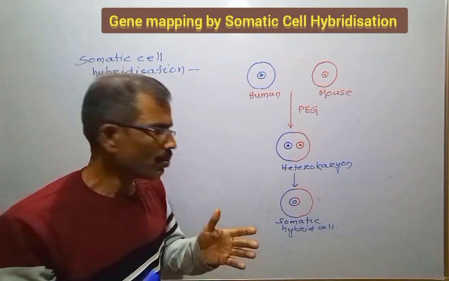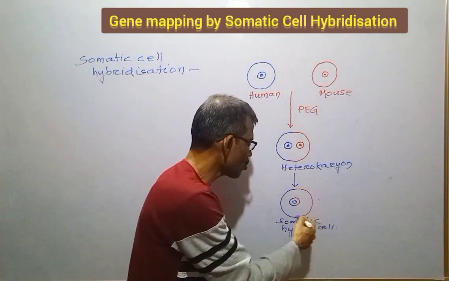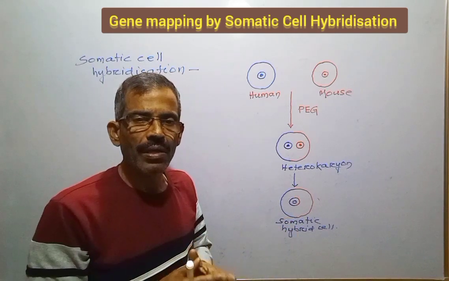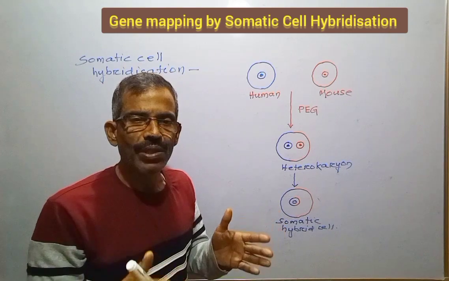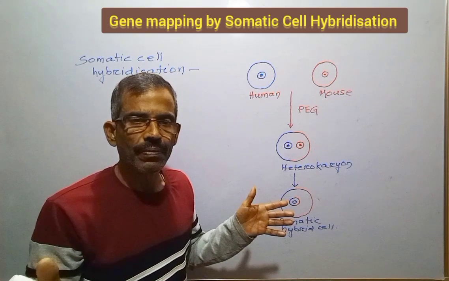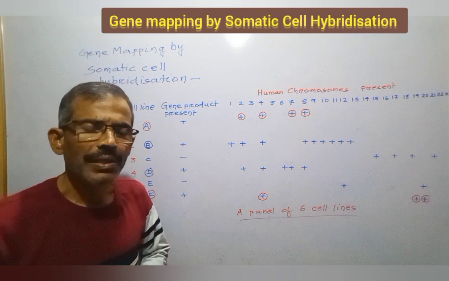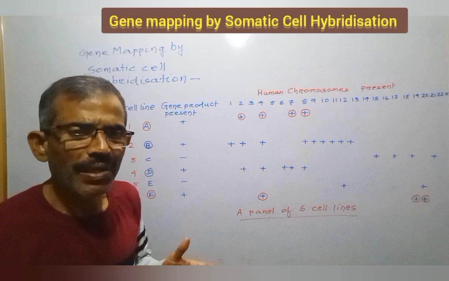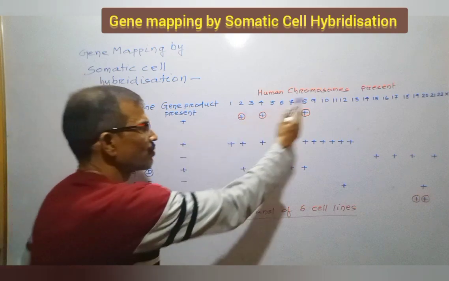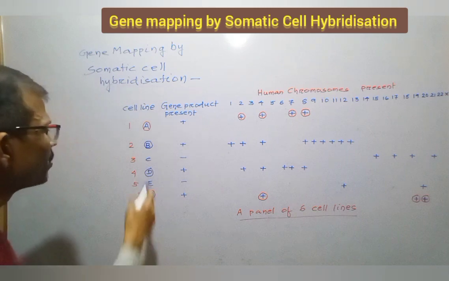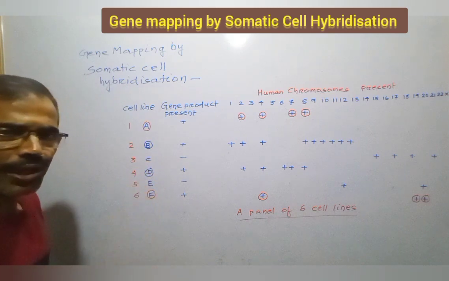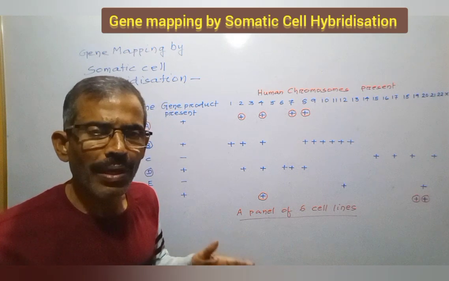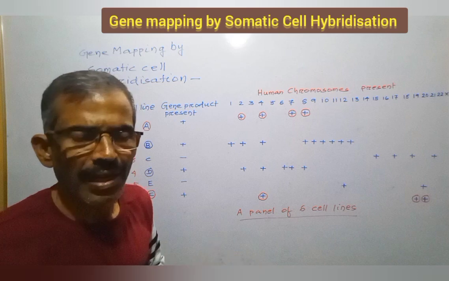This property of retaining some human chromosomes in the hybrid cell makes it possible to determine the location of specific genes on a chromosome. Gene mapping by somatic cell hybridization requires a panel of different hybrid cell lines. This figure shows a panel of 6 cell lines, each of which is produced due to the continuous division of a human-mouse somatic hybrid cell.